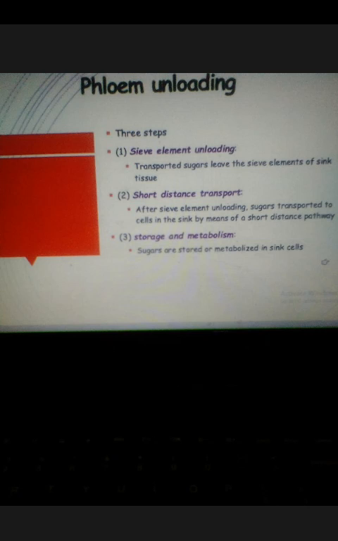So in first step, sieve element unloading, where transported sugar leave the sieve element of the sink tissue. Okay, second, short distance transport, where after sieve element unloading, sugar transported to the cell in the sink by means of short distance pathway, and last step, that is the ultimate goal of the translocation, that is storage and metabolism. So here sugar are stored or metabolized in the sink cell. Okay, so this is how translocation is carried out.